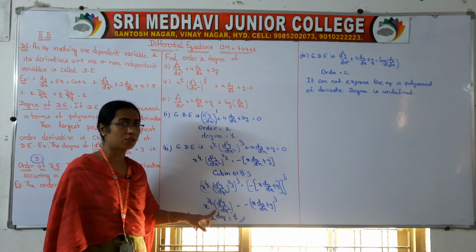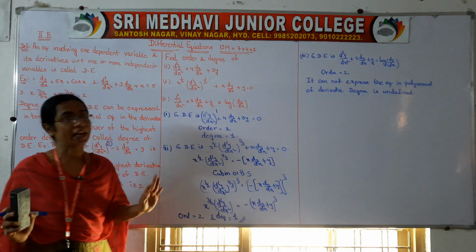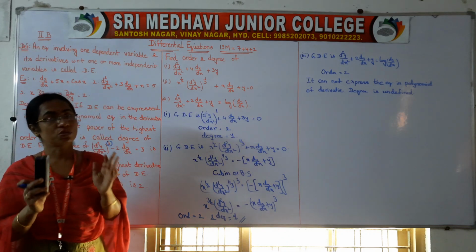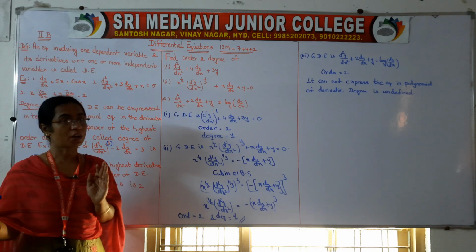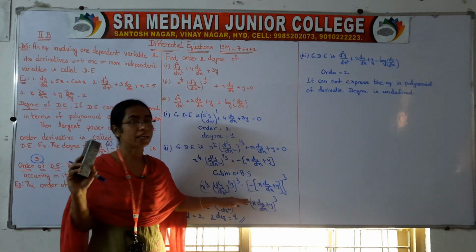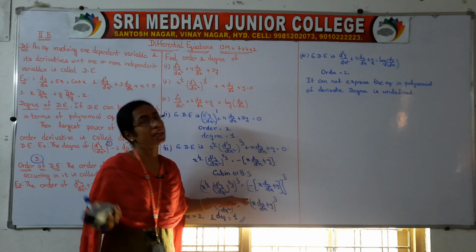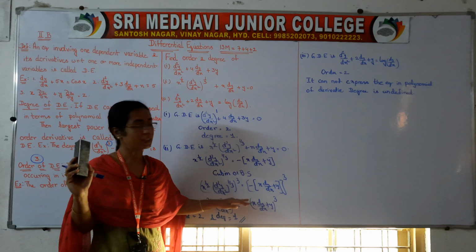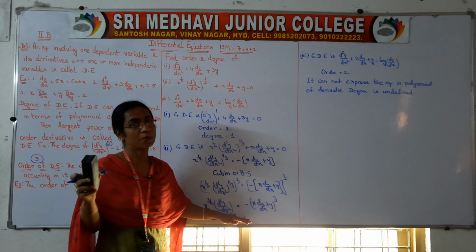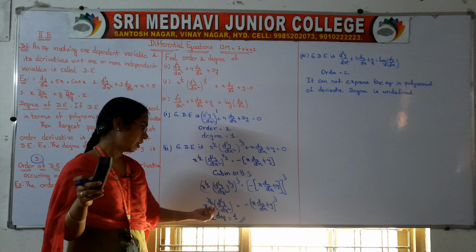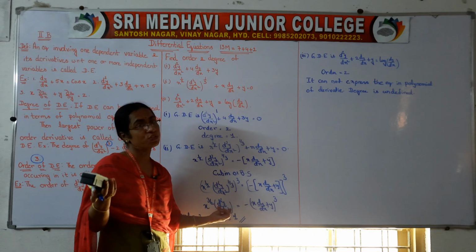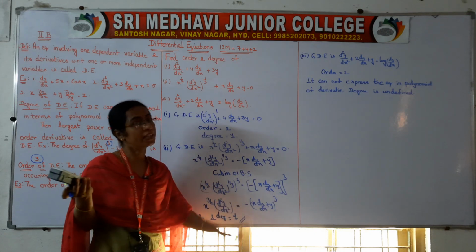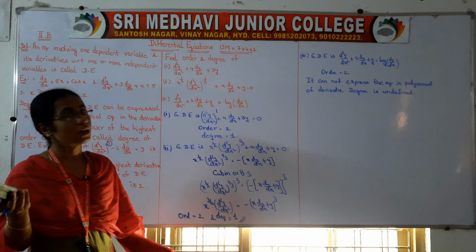x can have the power 3 by 2, but derivatives should not have any radicals like 3 by 2 or 1 by 2. All the derivatives should be expressed in terms of normal powers. If the power is 1 by 2, we have to square, and if the power is 1 by 3, we have to cube on both sides, and reduce it into a normal polynomial equation. Then check the maximum number of times y is differentiated, that is its order, and its power is its degree.